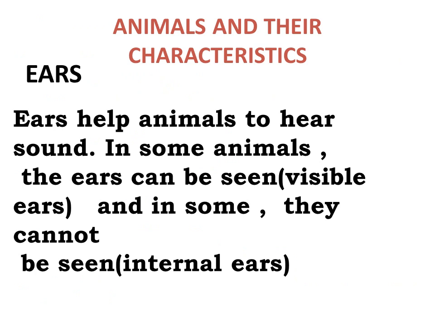Now we will learn about the characteristics of animals and we will learn about animal ears. As you all know, the organs that help us to hear are our ears. Similarly, animals have ears to hear. In some, ears can be seen, visible ears, and in some it is not seen. And we say it is internal ear. Let's look at some animals and their ears.